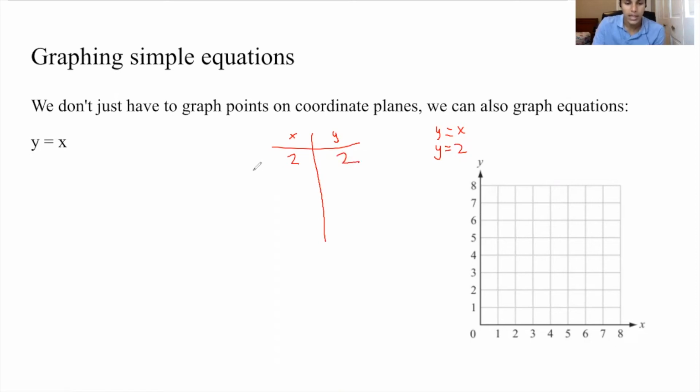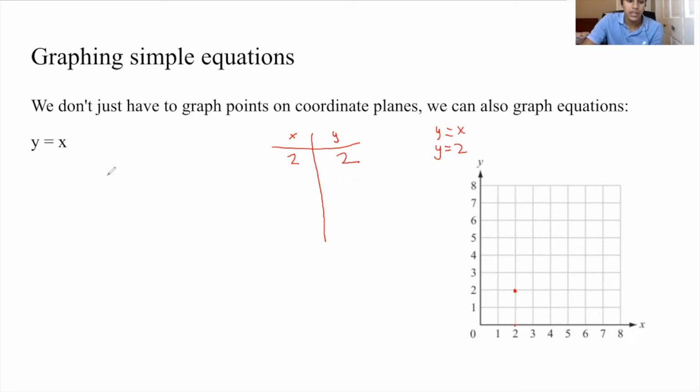So let's plot that point on our graph. X is 2, so we go 2 out, because x represents how far right or left we may be. And our y value is also 2, so we go 2 up, because y represents how far up or down we may be. So going 2 out and 2 up gives us this point right here.